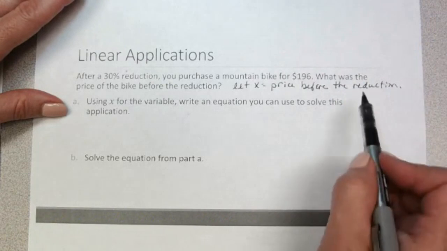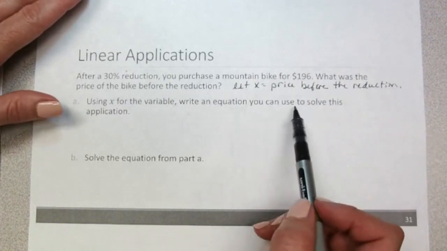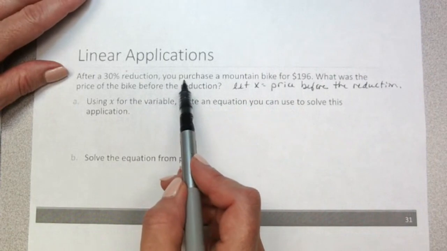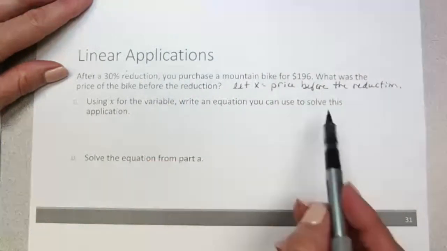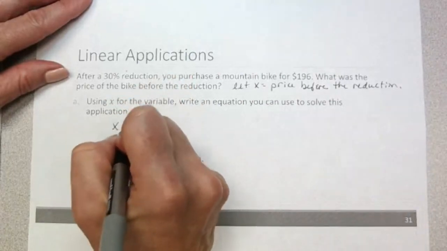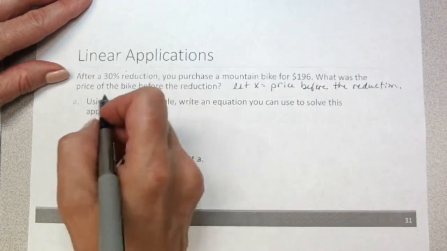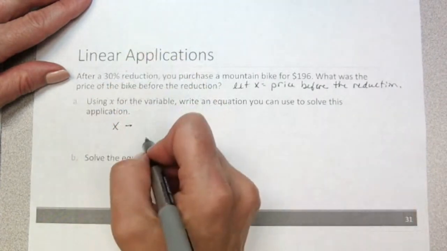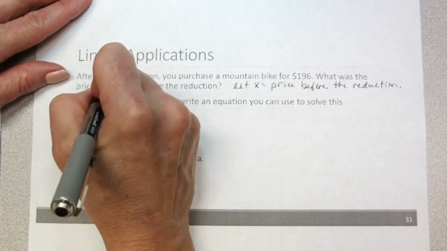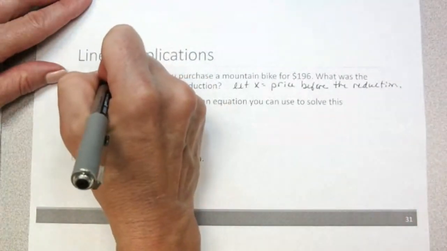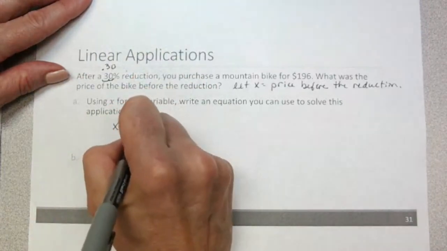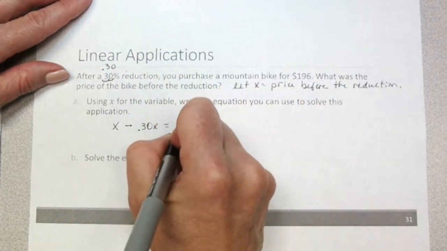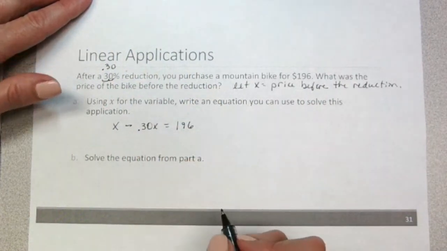Okay, if x is the price before the reduction, let's see if we can write an equation that'll help us find out what that is. Well, what are we being told? Okay, after a 30% reduction. So what does that mean? Well, the original price was x, that's the price before the reduction, but then it's on sale, right? So we're going to take 30% off, so we're going to remove or subtract 30% of that price. Okay. Well, when we do math with percentages, we move that decimal over 2 places. So the 30% as a decimal would be 0.30. So x minus 0.30x would be this new sales price, $196.